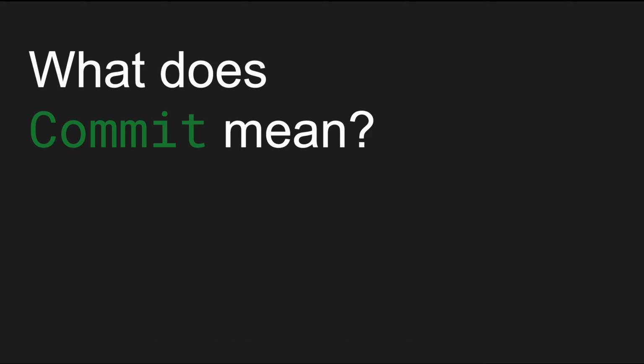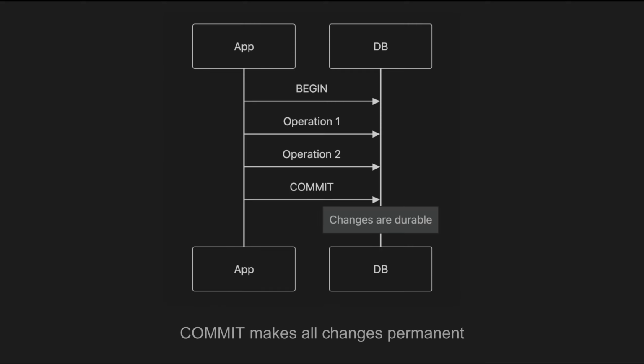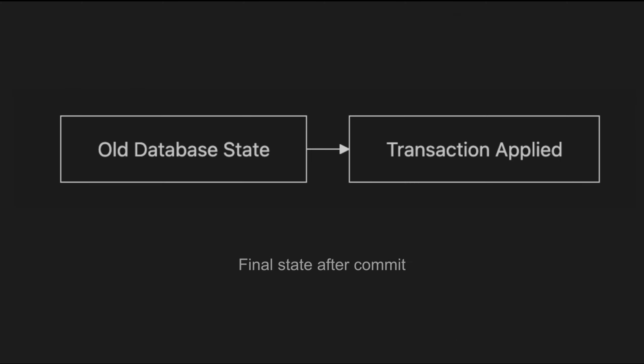We're talking about the word commit here, so let's look at what commit means. Commit means that all the changes we are making are permanent. Commit is sort of like a point of no return. Once committed, changes survive any crashes and other transactions can see them. After the commit has successfully happened, the database transitions to a new valid state, and this state becomes the new source of truth.